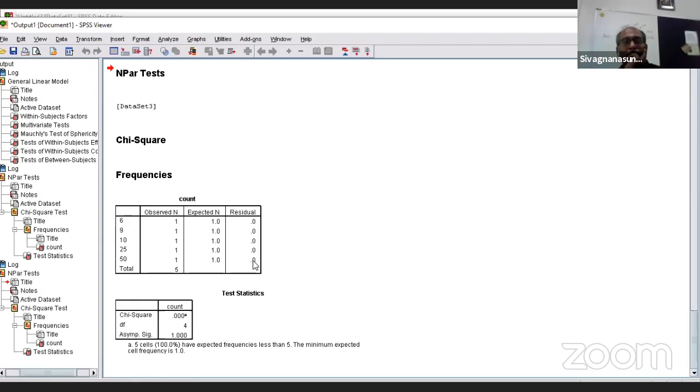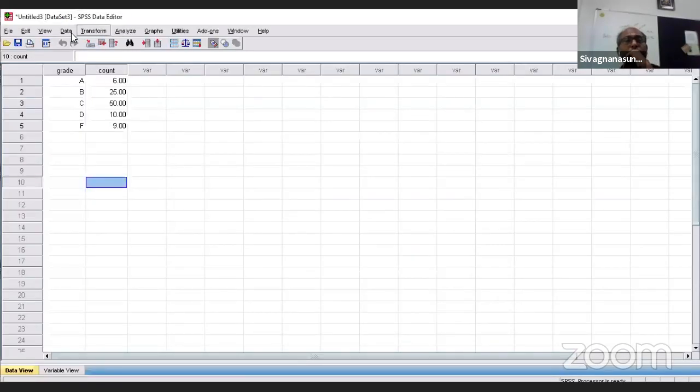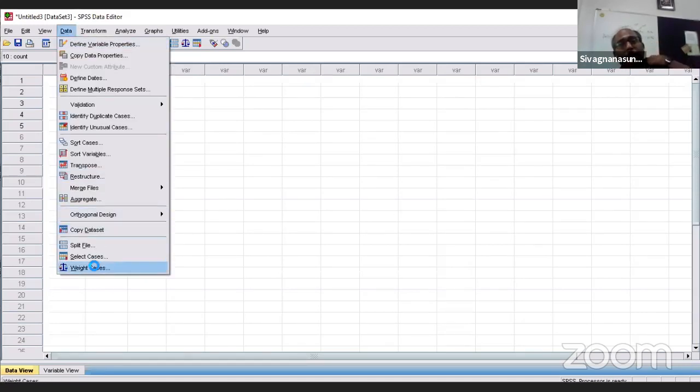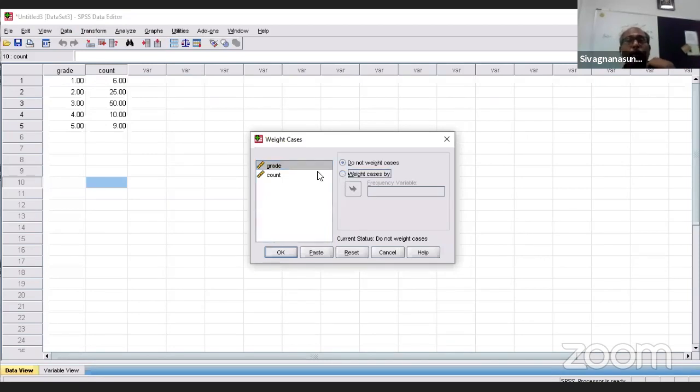What is the problem? It is not showing me the results. I just made a small mistake. I have to weight cases. Otherwise, SPSS will treat all as pertaining to a single category. So what am I supposed to do? For A, for example, 1, I am supposed to write it 6 times, 6 rows of 1, whereas I am writing it this way. So I have to inform SPSS that I'm doing this: weight cases by what? Count.